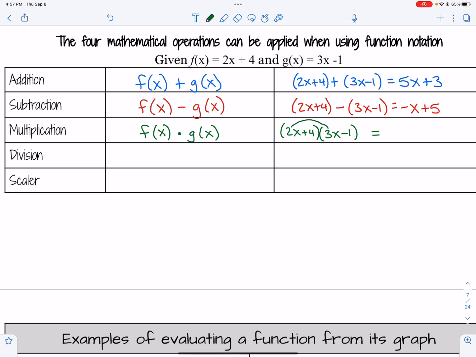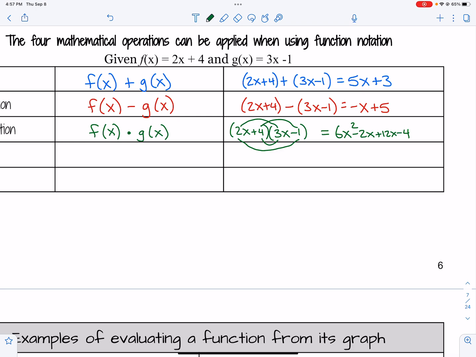So 2x times 3x is 6x squared. Outside would be 2x times negative 1, which is negative 2x. Inside would be 4 times 3x, which is 12x. And then 4 times negative 1 would be negative 4. And then we just want to combine like terms. So we would get 6x squared, negative 2 plus 12 would give us 10x, minus 4. So we could just put those together.